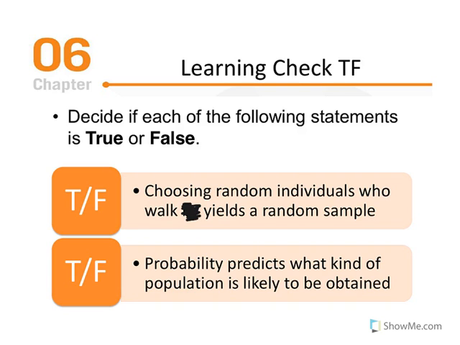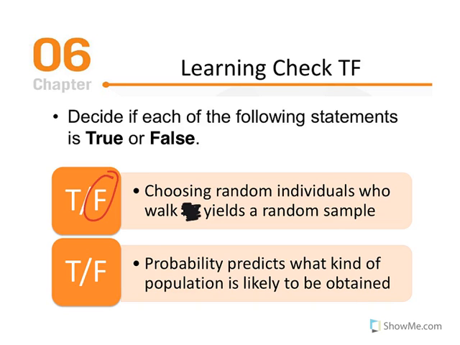So our first question is, is everyone in the population capable of walking? And the answer would be no. So if that's the case, then choosing random individuals who walk yields a random sample. That would be false, because of this reality that the population isn't made up of all individuals that can walk. So we would not adhere to the first requirement that says each individual in the population has an equal chance of being selected.